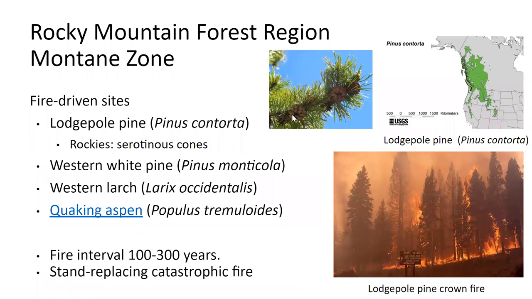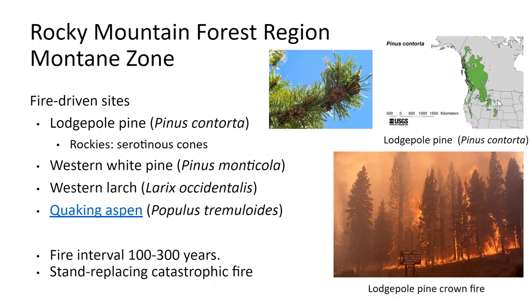And then finally, the third type of forest we have within this montane zone are fire-driven sites. Instead of Douglas fir, we have lodgepole pine, Pinus contorta. I put in this map that includes the range in Canada so that you can see the true range of Pinus contorta. In the Rockies, Pinus contorta has serotinous cones. This is a species we'll learn in lab. And here's the picture of the cones still attached to the tree. They are open in this case.